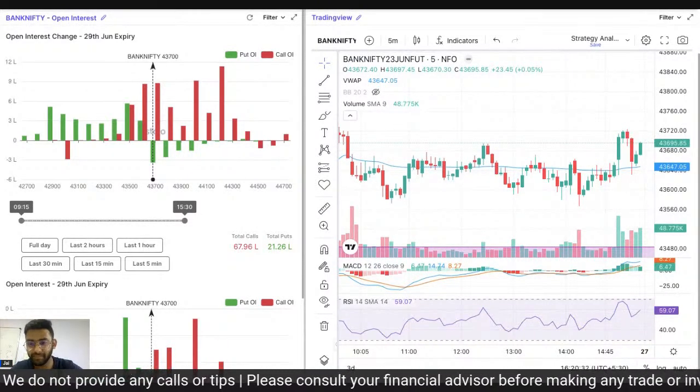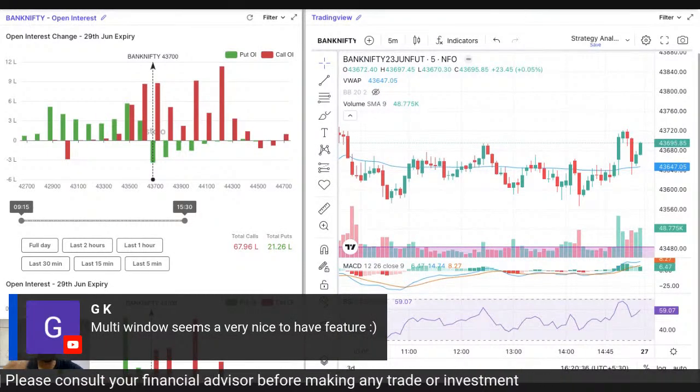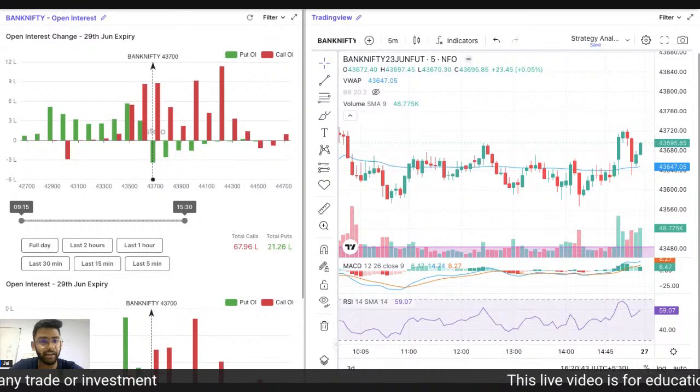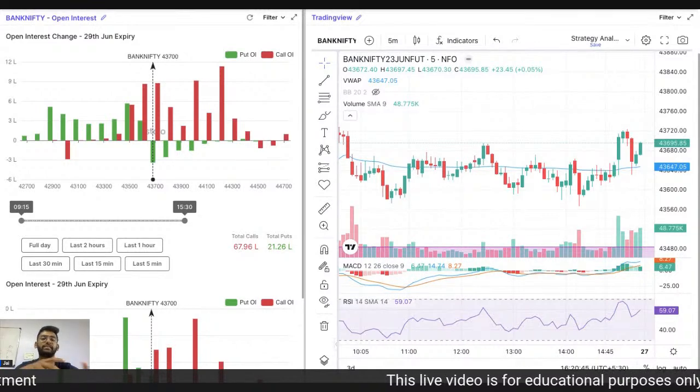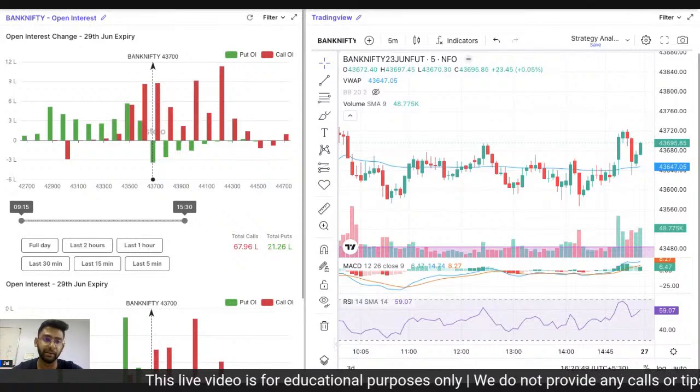Yes, GK, this is something I've also noticed right now. Multi-window seems to be a very nice feature. So yes, this is again, we have rolled it out recently, and this is not only the layout, we have more layouts very similarly, right?